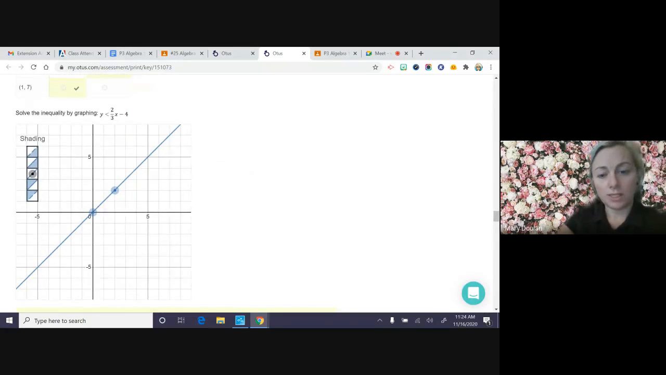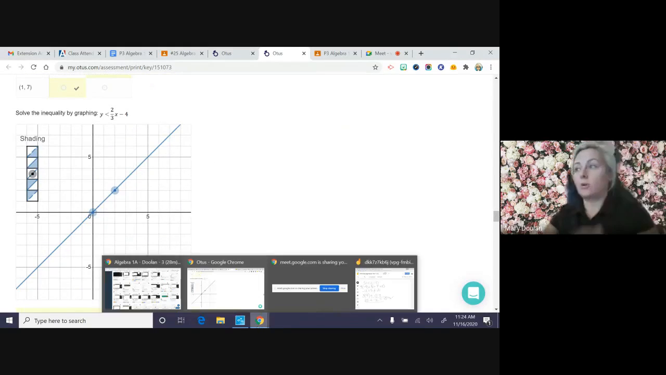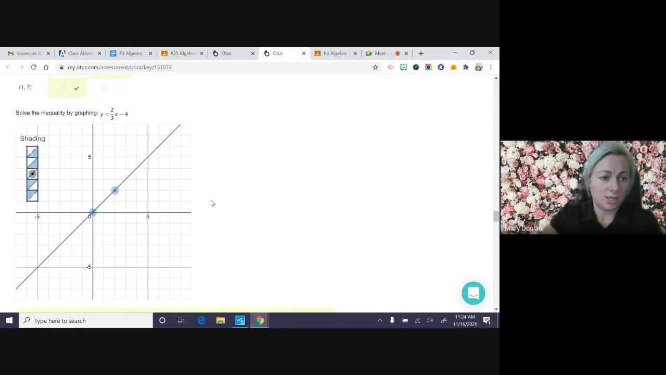Solving the inequality. Remember, guys, when you graph an inequality, you've got to graph the equation first, and then you decide: is it a solid line or a dashed line, and which side do you shade on? This looks like we didn't have the option to make it a dashed line, did we? Or maybe we did. It's showing the wrong solution. Okay, so y is less than 2/3 x minus 4.